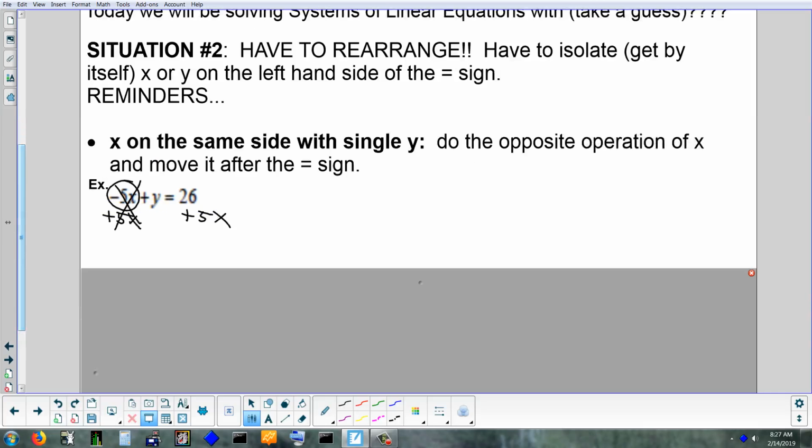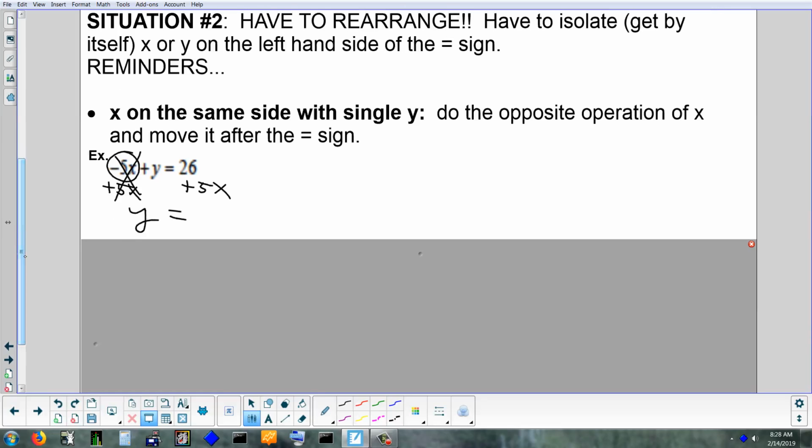Bethany, what's on the left-hand side now? No, left side. You're giving me the right. The Y. Yeah. So on the left-hand side, all you have is Y. On the right, Brady, what's on the right? 26. Yeah. What else? Look underneath 26. Oh yeah, 5X. Positive or negative?